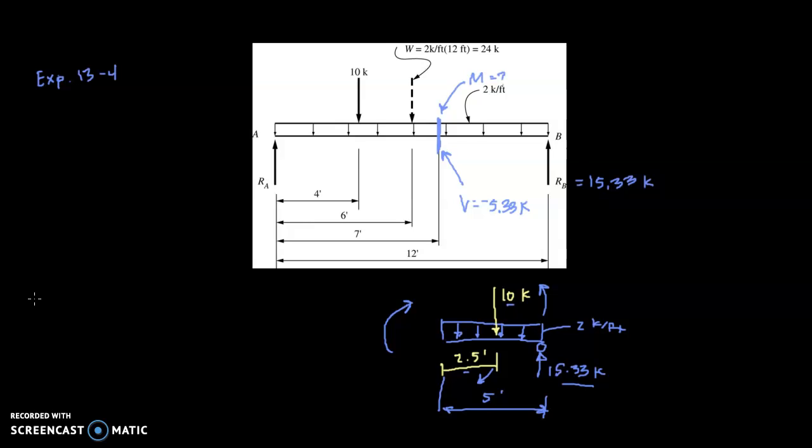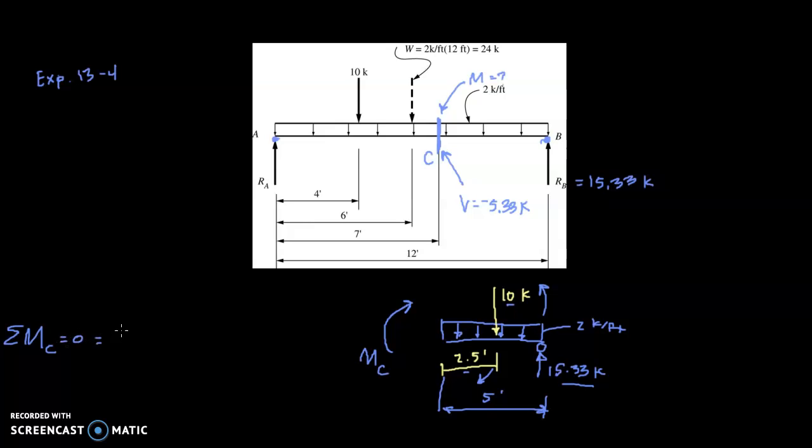So let's sum up what those moments are. We can call this point C. We've got A over here at the left support, B over here at the right support. We'll call this one C. So I'll label it with a subscript C. We want to know what this moment C is. It has to cancel out all of these others. So the sum of the moments about C is going to be equal to 0.